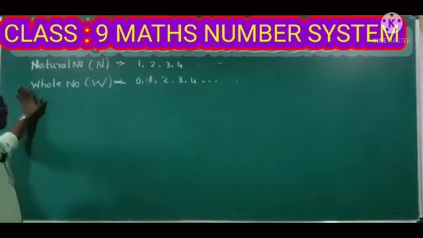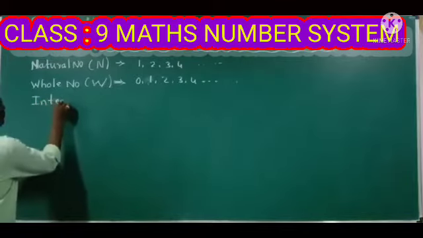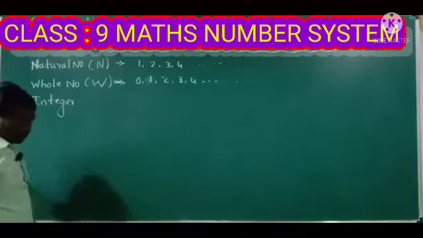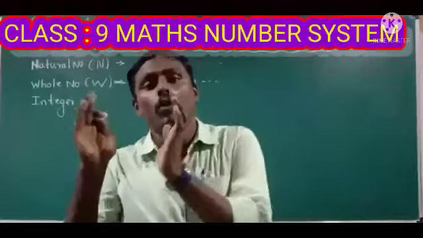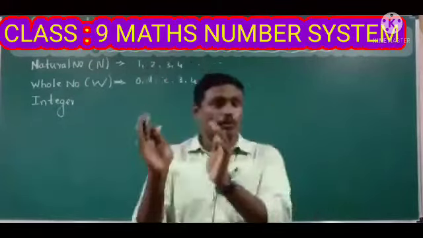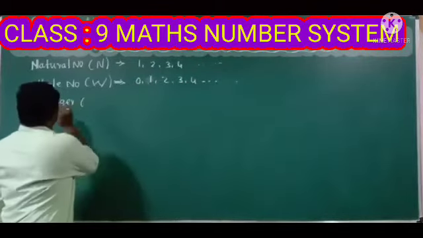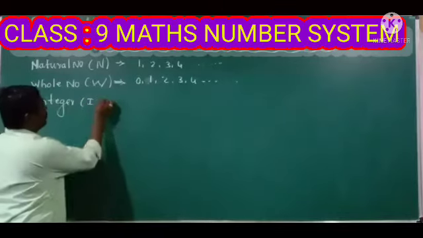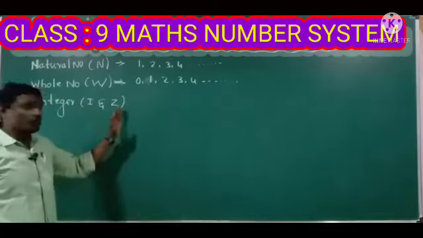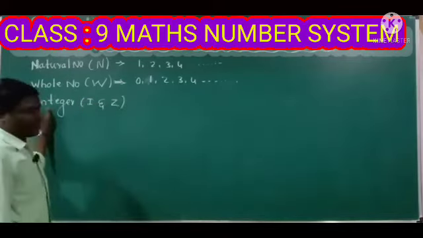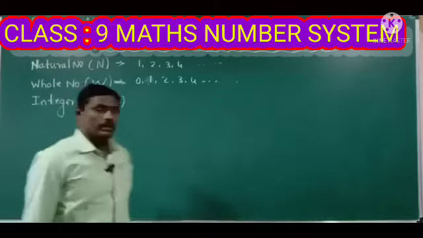Next, move to the next type of number, that is integers. Integers are the numbers which include both positive values and negative values along with 0, and these integers are indicated by the symbol I or Z. So here we are using two different letters to denote the integers. What are the letters? I or Z.